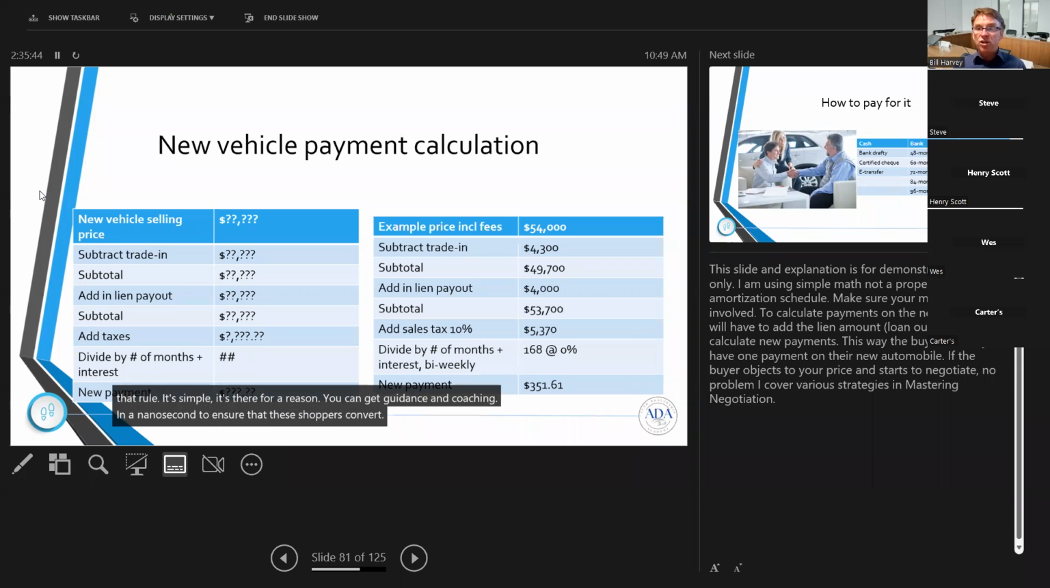Calculating payments on the new vehicle, you will have to add in the lien amount, the loan that is outstanding, to calculate those new payments. Make sure it is a finance or a cash vehicle. It is not a leased vehicle. You cannot trade in a leased vehicle. Your manager will walk you through that if that is not familiar to you. This way, the buyer will only have one payment on their new automobile.